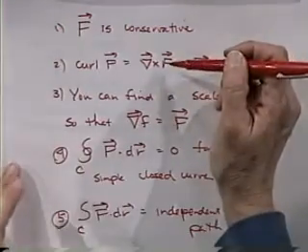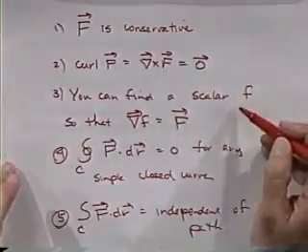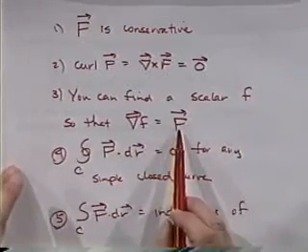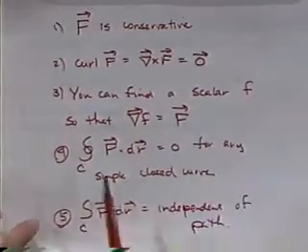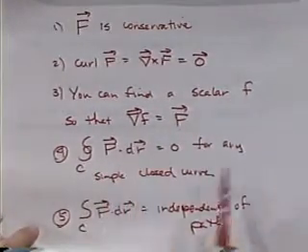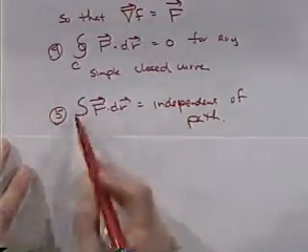If you find the curl of f to be 0, you know f is conservative, which means that the function big F has what we call a potential. You can find a scalar function f whose gradient is equal to little f. That means the integral over any simple closed curve is going to be 0. And lastly, the integral of f dot dr will be independent of path. Notice, where does this come from?